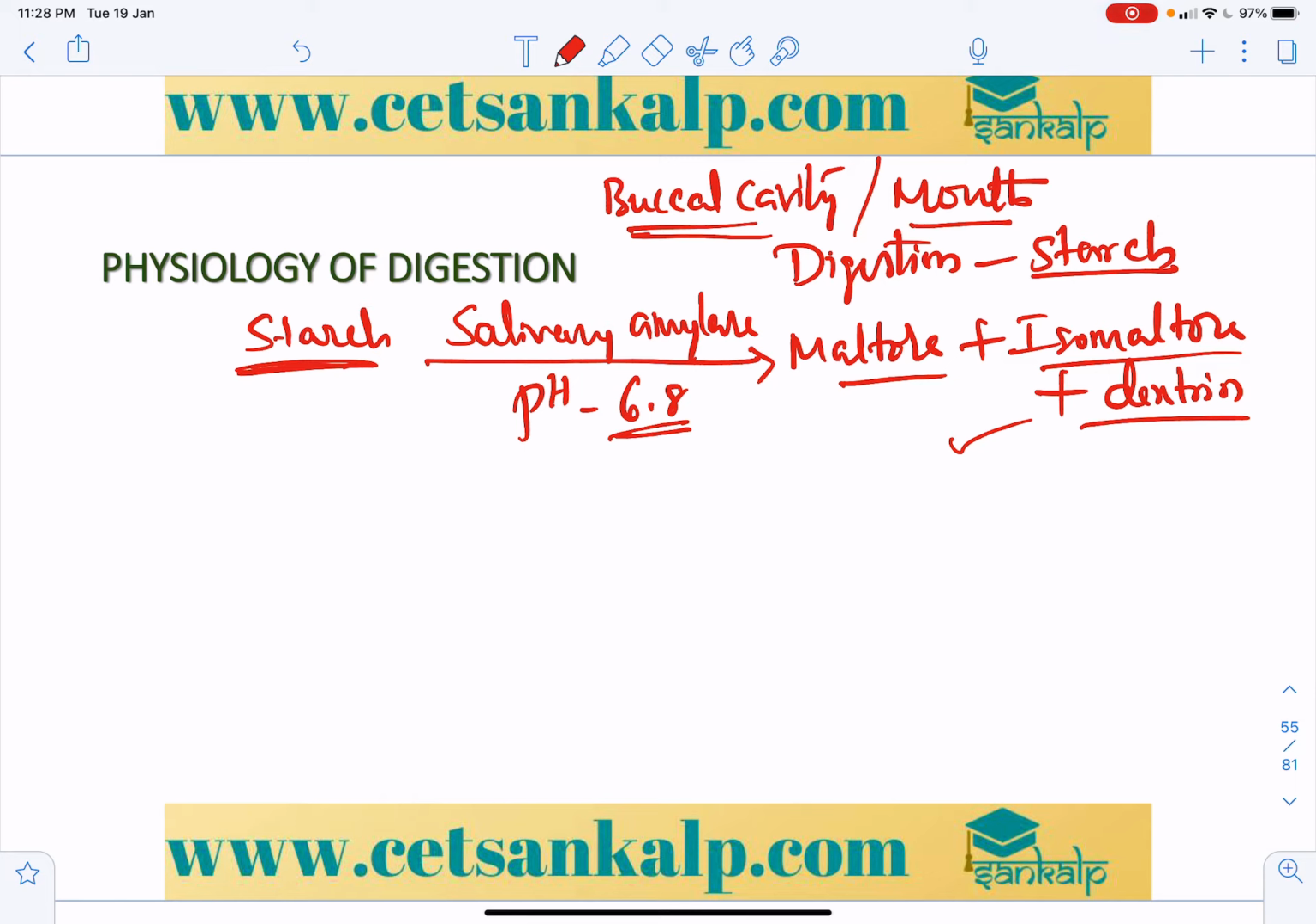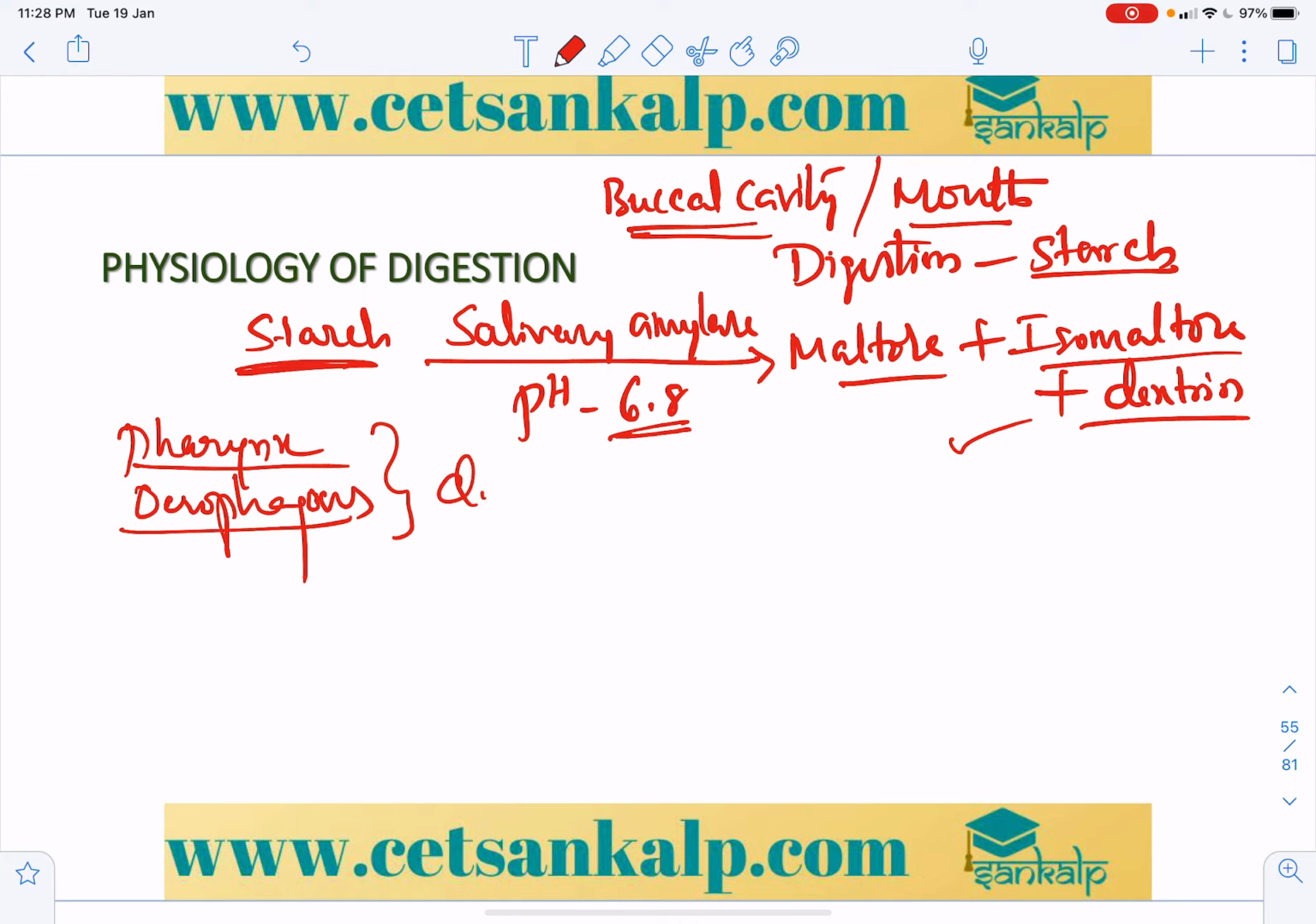Next, when food keeps on moving from the mouth to the pharynx to the esophagus, in pharynx and esophagus no digestion takes place. Keep it in mind, because there are no digestive glands, hence no digestion will take place. No digestion because of the absence of digestive glands.